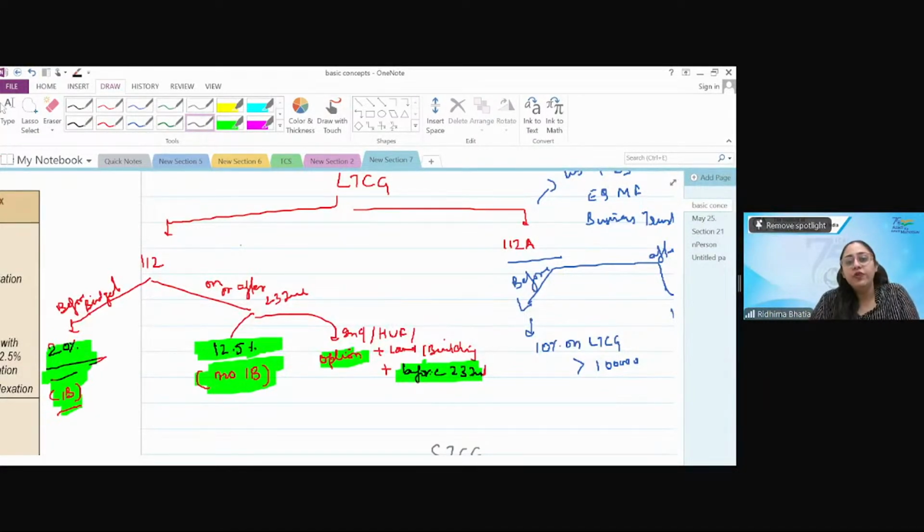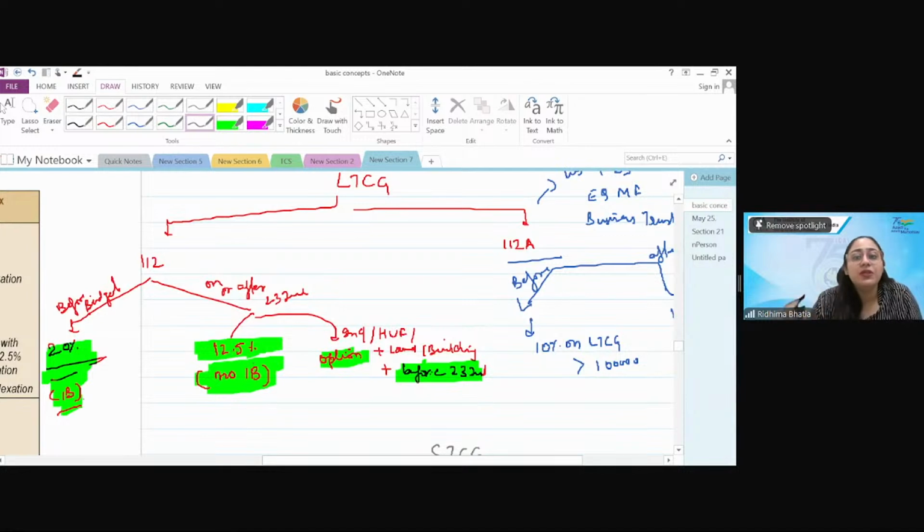But the government removed the indexation benefit in this Finance Act, that is from 23rd July. Once they removed the indexation benefit, they said, okay, we'll lower the rate. So what rate have they now applied? It is 12.5% with no indexation benefit. But before that, it was 20% with indexation benefit.